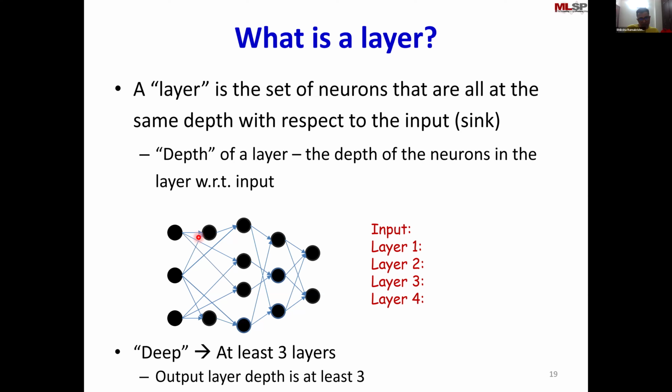So if I see a network of this kind, all the red neurons are the first layer. Although visually, these appear to be the second layer and this is the first layer, all of the red neurons are at depth 1 with respect to the input, so they form the first layer. The green neurons are all at depth 2 with respect to the input, meaning the longest path to the green neurons is 2. Now observe that this green neuron also has a path of length 1, but its depth is 2. So these green neurons form the second layer. These two yellow neurons form the third layer, and the blue neurons form the fourth layer. So a deep network has at least 3 layers.